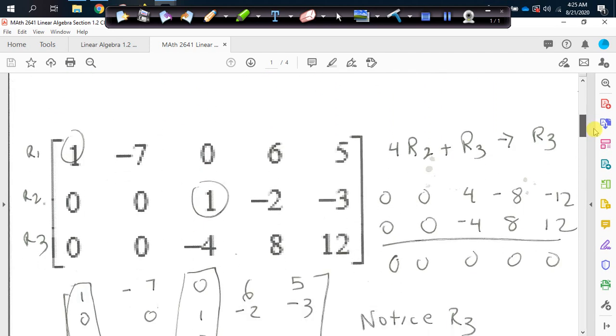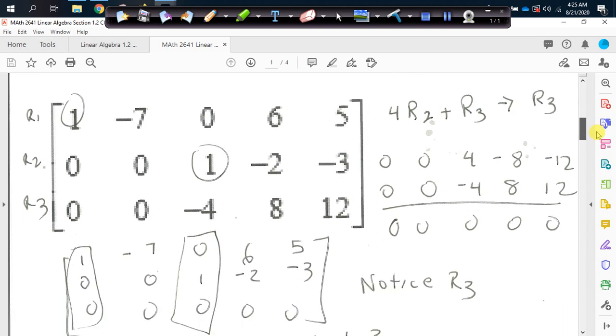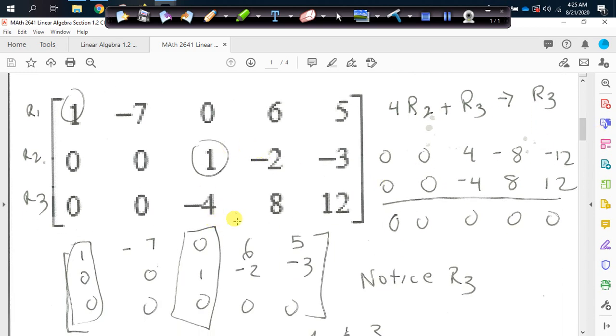Then I look at what I have now. I could have gone ahead and divided this by 4 if I wanted to. But my next pivot position, if I look, because there isn't a pivot position in this column, because that is not going to be a pivot position. A particular row would only have 1 pivot position. So here's the pivot position for row 2, and it's in column 3.